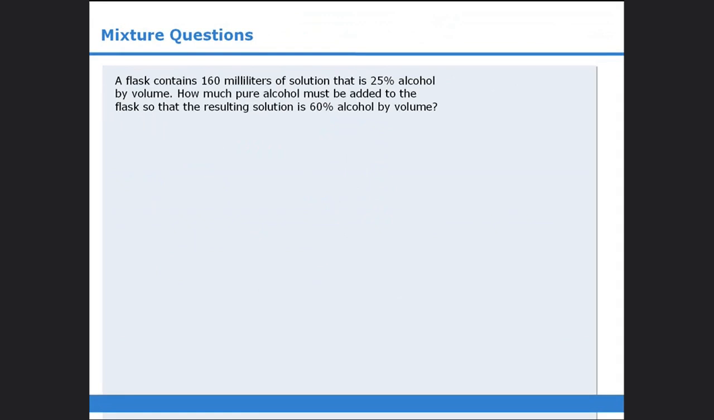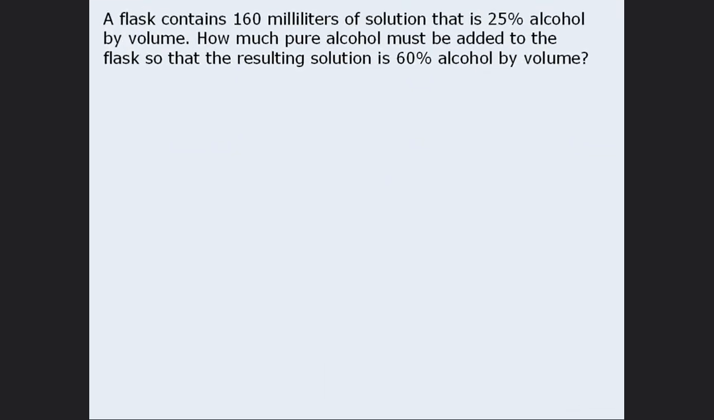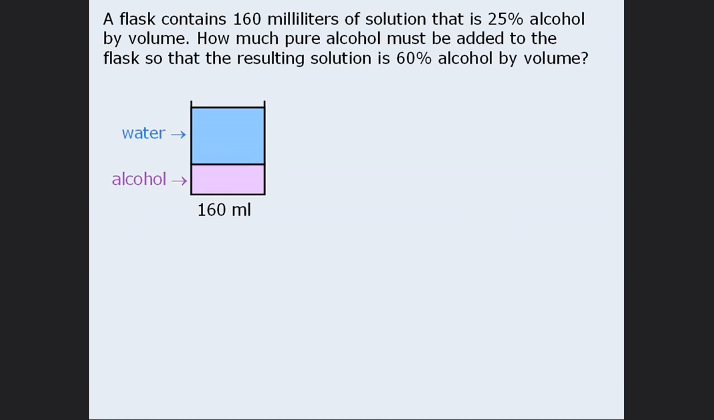Alright, let's try another question. Here we have a 25% alcohol solution, and we want to determine how many milliliters of pure alcohol must be added to the solution so that the resulting solution is 60% alcohol by volume. So let's begin by sketching the initial solution with the water and alcohol separated.